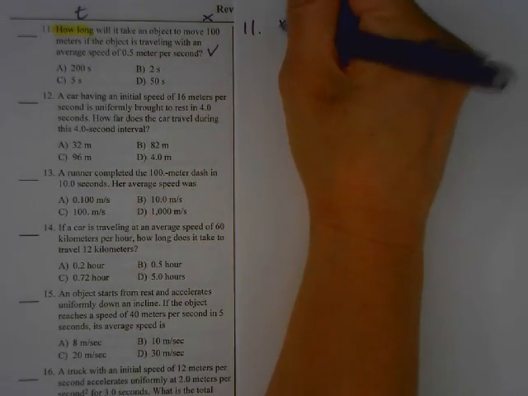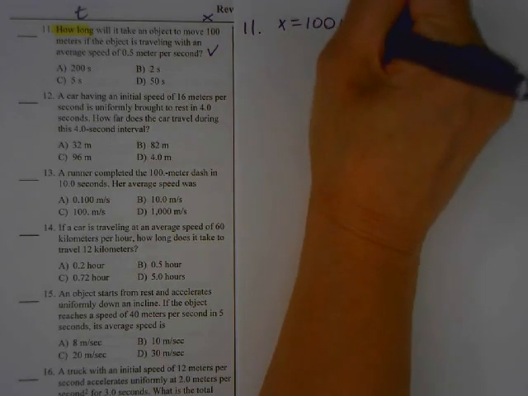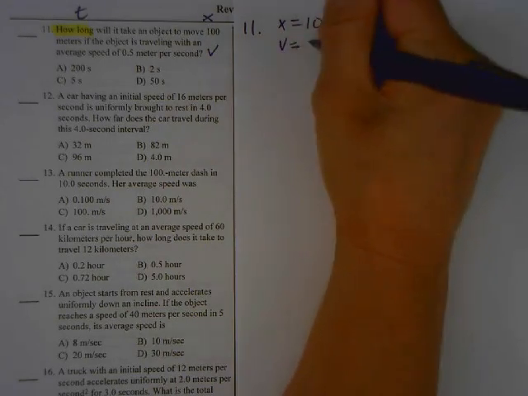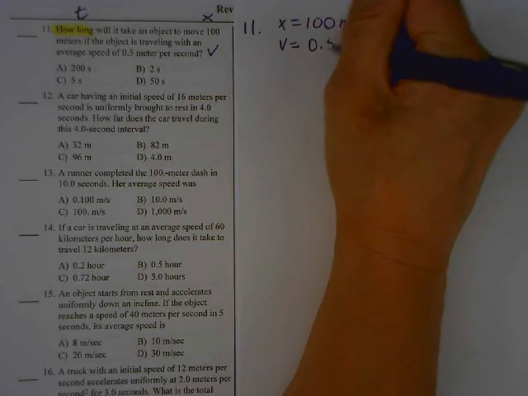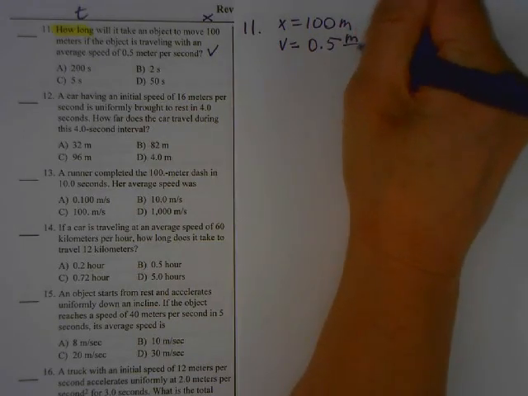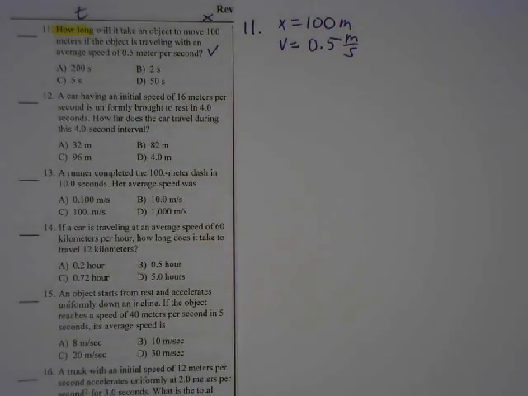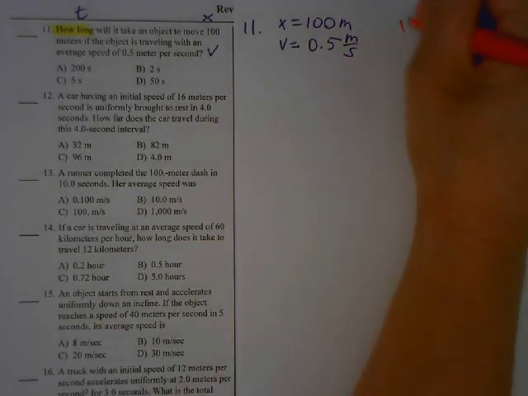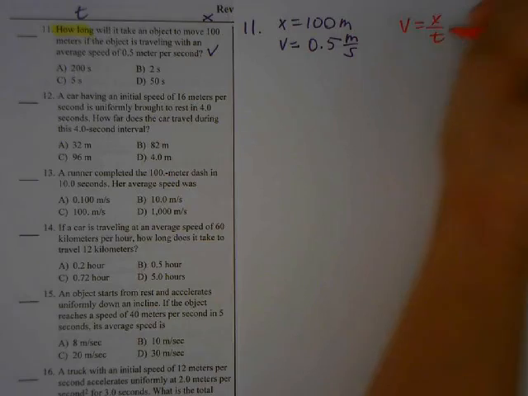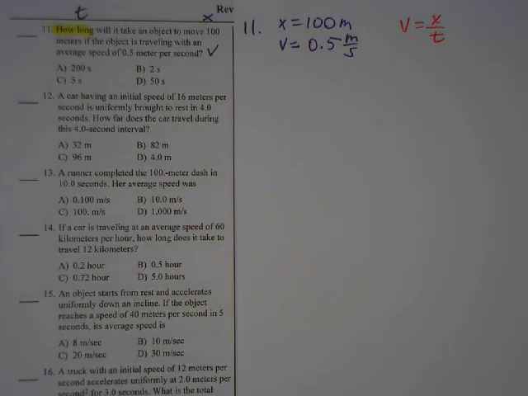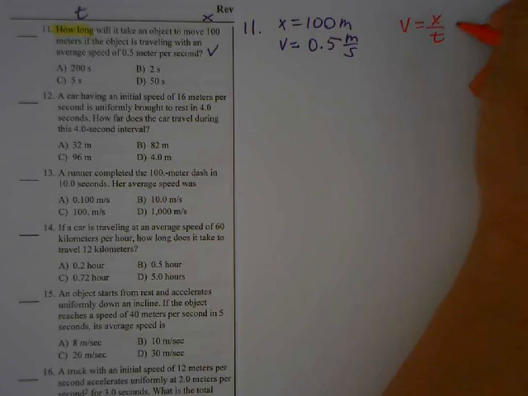So for number 11, I'm given x is 100 meters, v is equal to 0.5 meters per second, and I want to find t. So the basic physics equation is v is x over t. Speed is distance over time. Now, I'm not solving for v, so I'm going to rearrange the equation to solve for the unknown in terms of the known. So I'll multiply both sides. vt is equal to x.